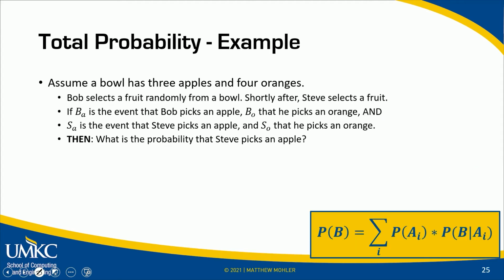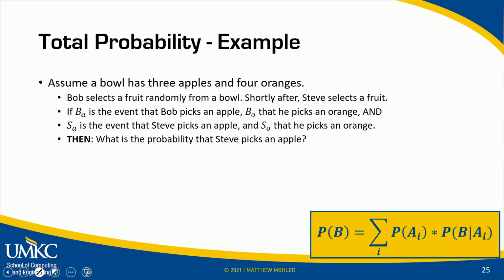So to look at an example of this and actually put some numbers to it, let's say that we have a bowl, and in that bowl we have 3 apples and 4 oranges. And let's say we've got 2 guys, Bob and Steve. And Bob comes up and selects a fruit from that bowl, one of the apples or the oranges, we really don't know. And then shortly after, Steve also selects a fruit. Then let's give some event names to this. We'll say B sub A is the event that Bob picks an apple, B sub O that he picks an orange, and then S sub A is the event that Steve picks an apple, and S sub O that he picks an orange. Again, just throwing some labels on these.